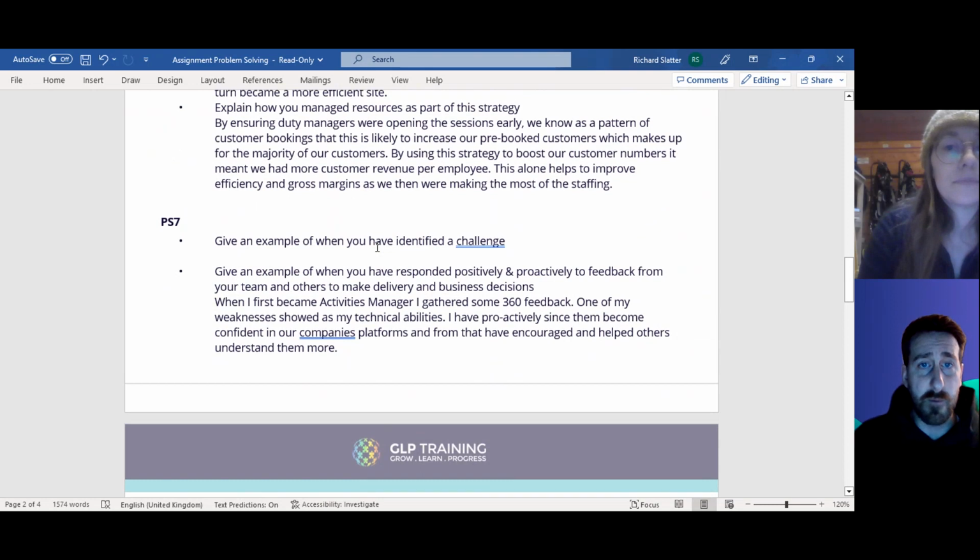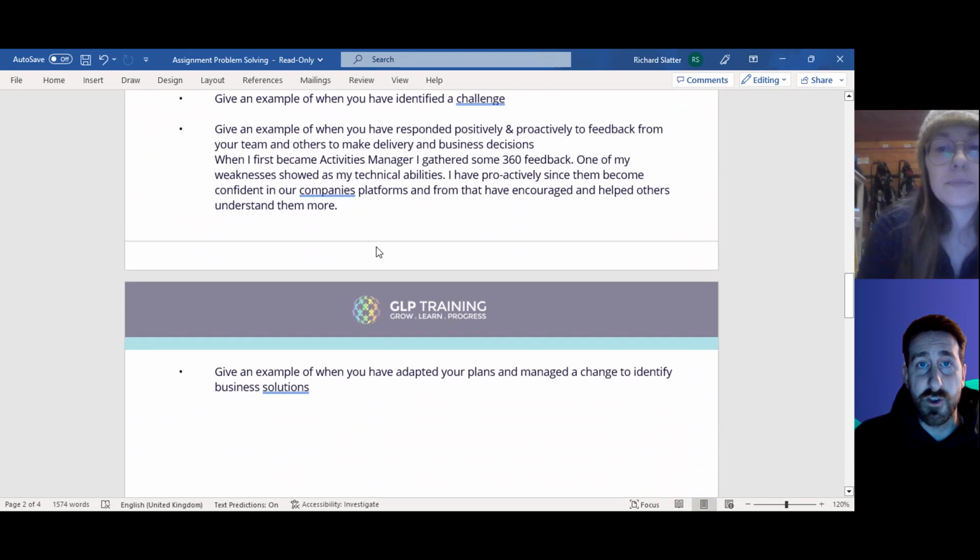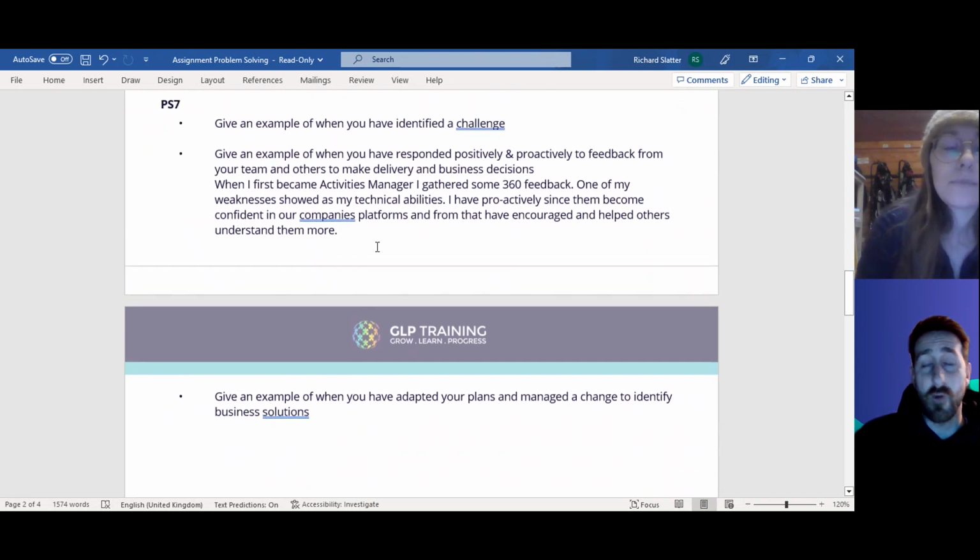Okay. Give an example of when you responded positively and proactively to feedback from your team and others to make delivery and business decisions. So when I first became activities manager, I gathered some 360 feedback. One of my weaknesses showed as my technical abilities. I've proactively since then become confident in our company's platforms, and from that have encouraged and helped others understand them more. Yeah, excellent. Again, you've understood and identified what that was and what you've done about it with a practical example.